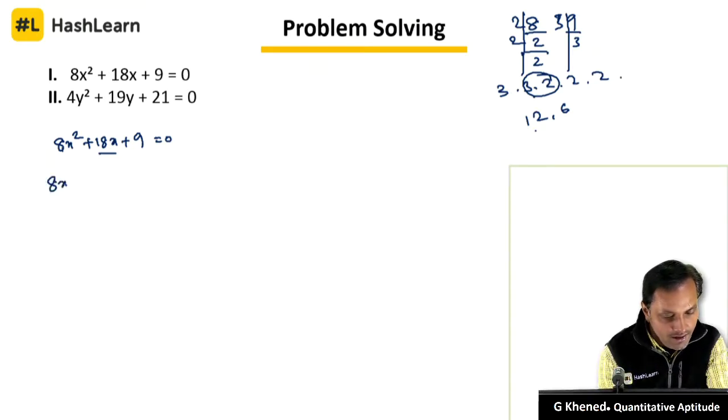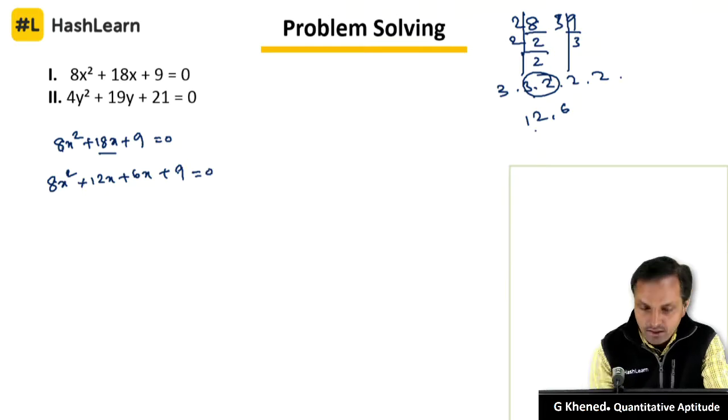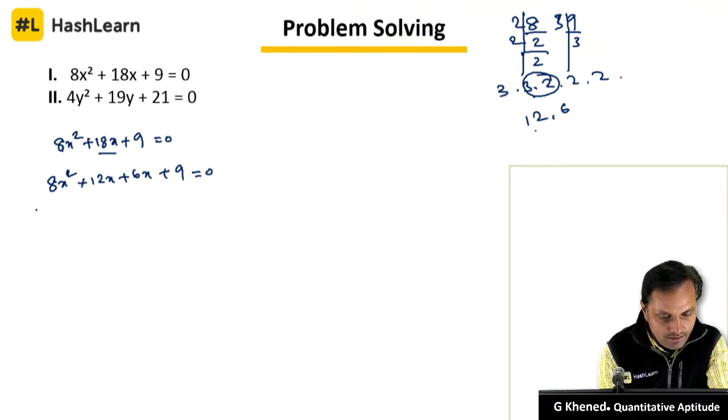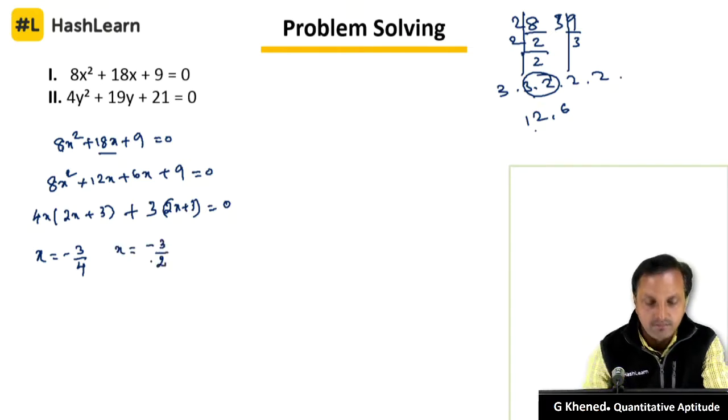So you can write it as 8x square plus 12x plus 6x plus 9 is equal to 0. Take the common terms: 4x is common, four 3s are 12, here also you will have 2x plus 3 outside, and 3 is common here. So your first value will be x is equal to minus 3 by 4, and the second value of x will be minus 3 by 2.